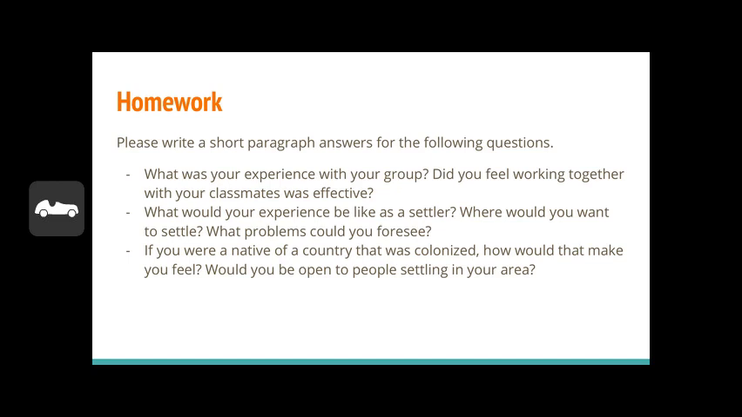What would your experience be like if you were a settler? Where would you want to settle? Could you foresee any problems that might occur? And finally, I want you to analyze if you were a native of a country that was colonized, how would that make you feel? Would you be open to people settling in your area, or would you be unhappy that they were coming there?